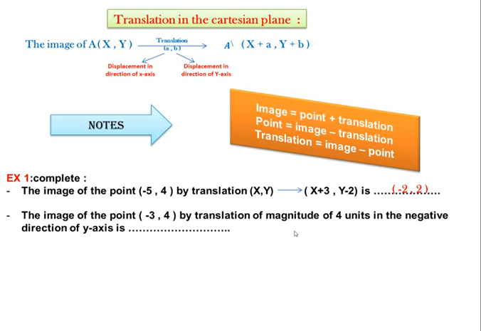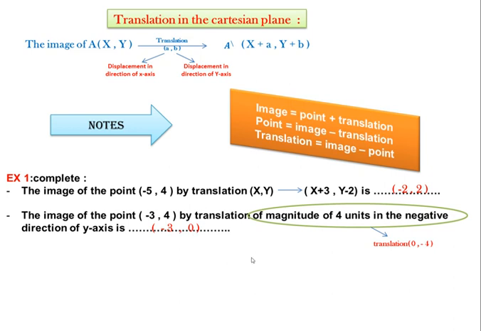Is it 4 units or -4 units? It is -4 units, because the direction is negative in the y-axis. Then the translation will be 0 on the x-axis and -4 on the y-axis, so the translation is (0, -4). Now to get the image, we add: -3 plus 0 and 4 plus -4, and we get (-3, 0).